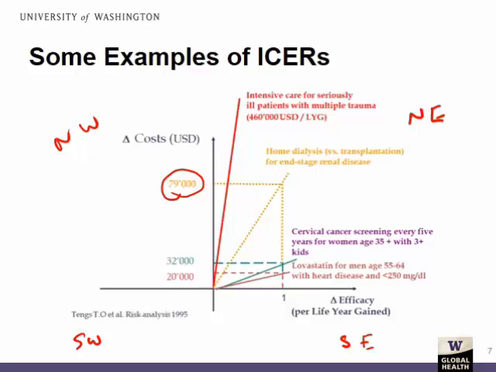And you have intensive care for patients who are seriously ill with multiple trauma, it's almost $500,000 per life year gained. And you have cervical cancer screening every 5 years for women who are over 35 years and have more than 3 children, and that ICER is lower. So as you go down like this, the ICER gets smaller. So you want an intervention with a smaller ICER because you're using less money to buy more health, essentially. And we'll look at how to decide whether an intervention is cost effective given a certain ICER.